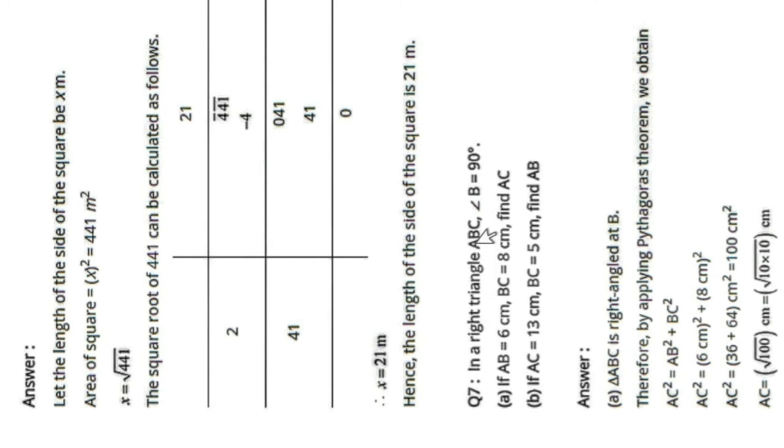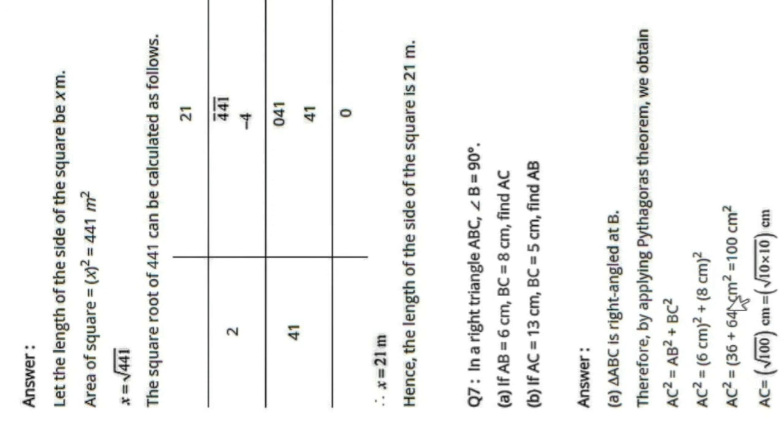In a right angle triangle ABC, angle B equals 90 degrees. If AB equals 6 cm and BC is equal to 8 cm, find AC. Here triangle ABC is right angled at B. It is given angle B equals 90 degrees, so it is right angled at B. Therefore we apply the Pythagoras theorem. AC square equals AB square plus BC square. According to the Pythagoras theorem, we can write the formula. So AC square is equal to AB square, 6 square, plus BC square, 8 square. 6 square is 36, 8 square is 64.